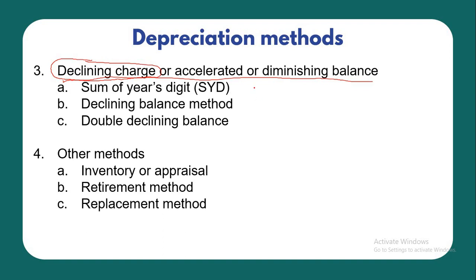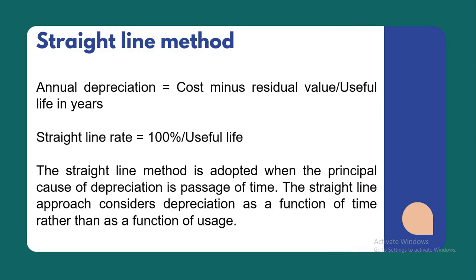So, methods under this group, we have the SYD, or the sum of years digit. Second, declining balance method. And the third one is the double declining balance. Other methods, we have inventory or appraisal method, retirement method, and the replacement method. Okay, so let's start with the uniform or equal charging methods. Starting with the straight line method. So, straight line method is adopted when the principal cost of depreciation is the passage of time. Okay, tungod daw sa passage of time.